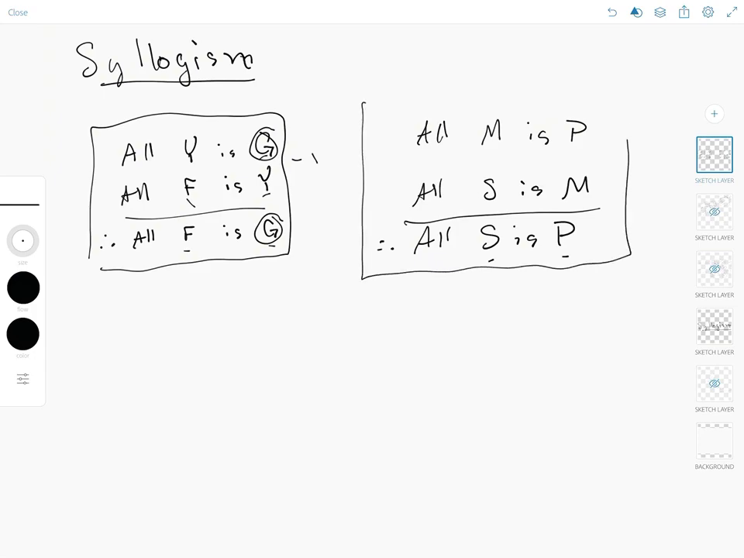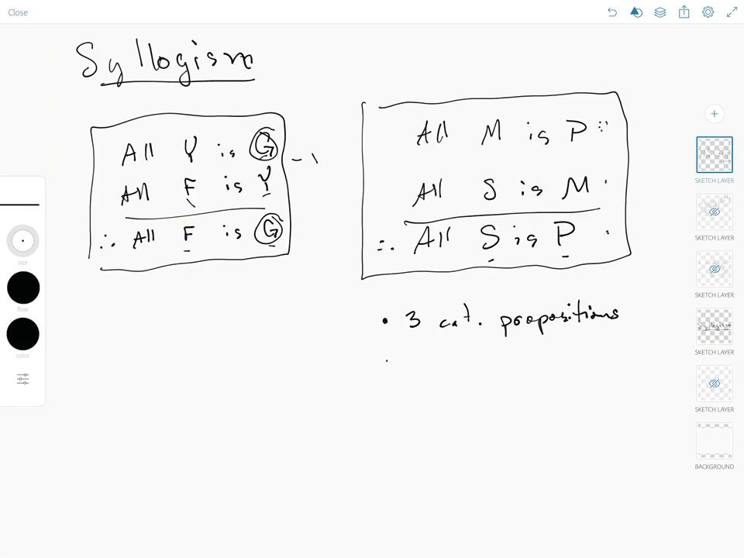So if we examine this form, one of the things that we'll be able to do is identify the ingredients in a categorical syllogism. In other words, what does it take for an argument to be a categorical syllogism? Okay, so here are the things that it takes. It takes, first of all, three categorical propositions. So notice we have three categorical propositions. All M is P is universal affirmative. All S is M, universal affirmative, and all S is P, universal affirmative.